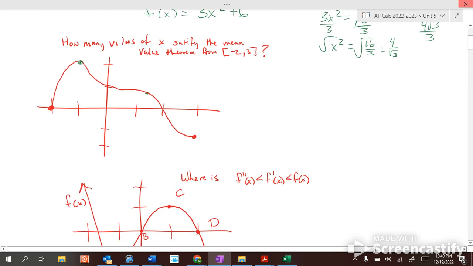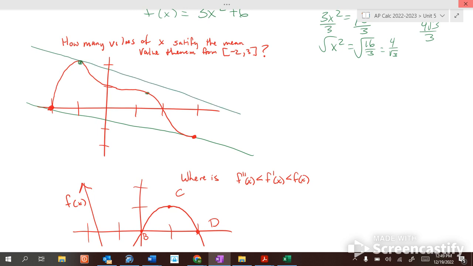How many values satisfy the mean value theorem on here between negative 2 and 3? The mean value theorem basically says the slope is this. How many other lines have a slope of that? Well, there's one tangent line here that would have that slope, one tangent line right here that would have that same slope. Any others?